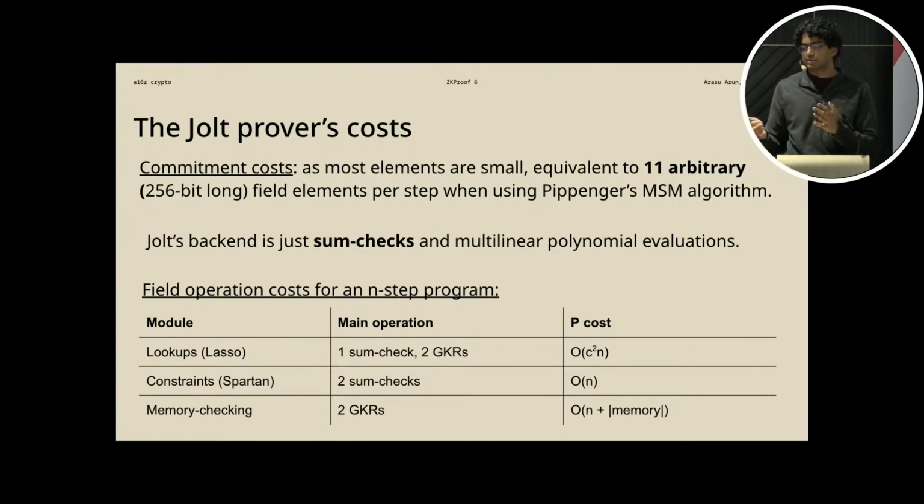And the commitment costs, most of the elements involved, even though there are 100 elements per step, are really very small. So if you use Pippenger's algorithm, we use the Hyrax polynomial commitment scheme, by the way, it's equivalent to committing to about 11 arbitrary 256-bit field elements because most of them are actually pretty small. And the prover is linear time, so we don't have to perform any n log n operations like sorting, for example. And again, mostly sum-checks and so on.